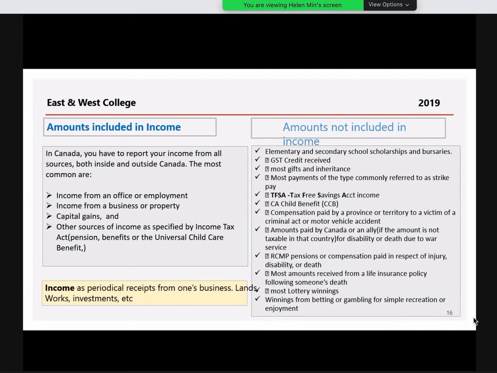And GST credit received: if your family net income is under a certain amount, the government will send you a GST credit. This is not included in your T1. Next, gift and inheritance. Yes, gift and inheritance, as I told you.